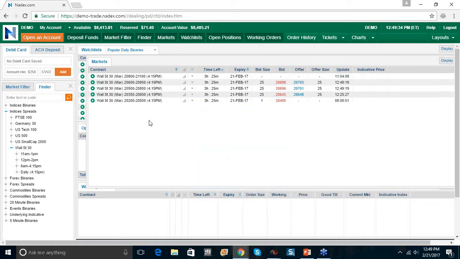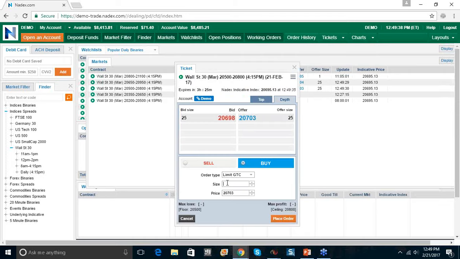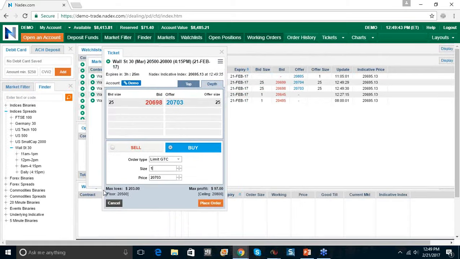But let's go back to this spread right here. If I was to get into this and buy this spread, what is my max loss? It's 203. Again, if you understand the basics of Nadex spreads, you understand that there's a floor and a ceiling, or a bottom and a top. Where is the floor of this spread? Where is the bottom of this spread? It's at 20,500, and the top is at 20,800.